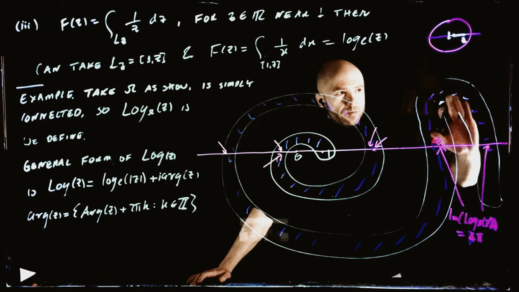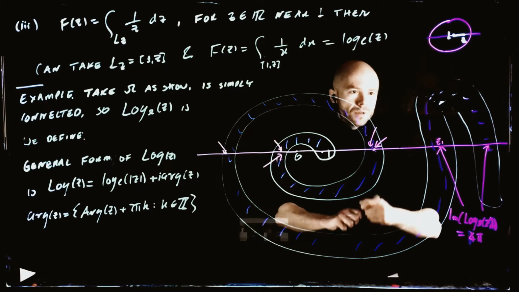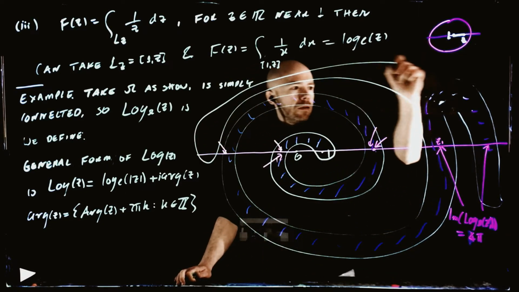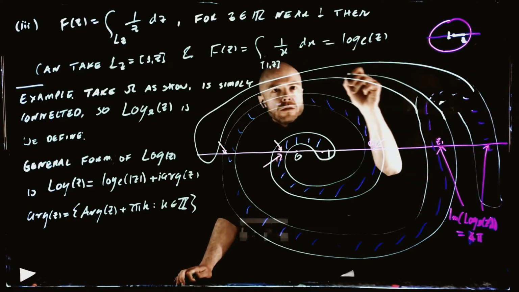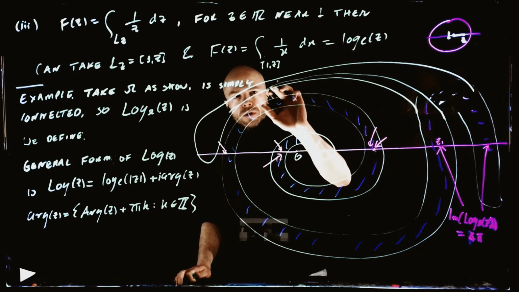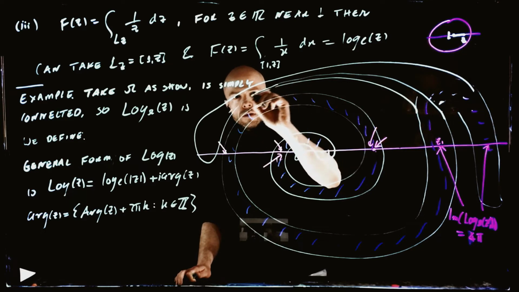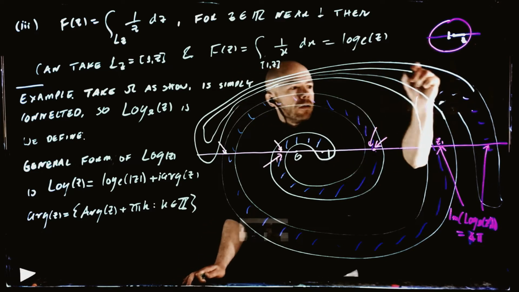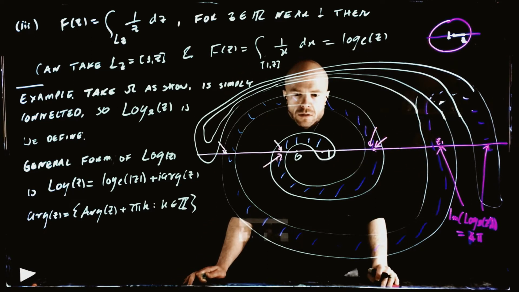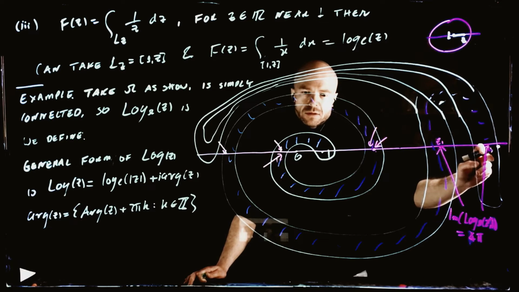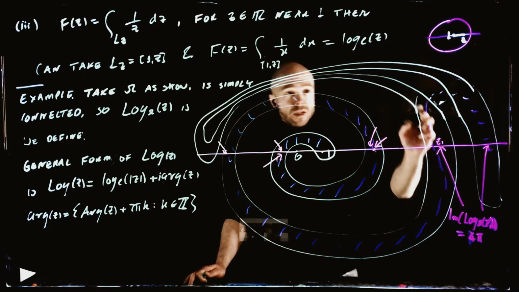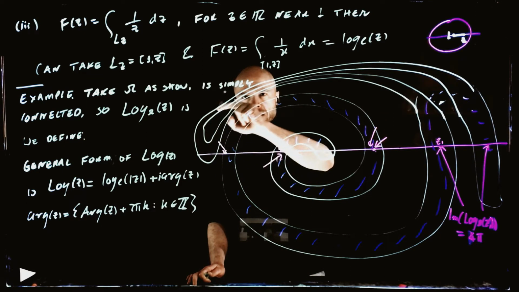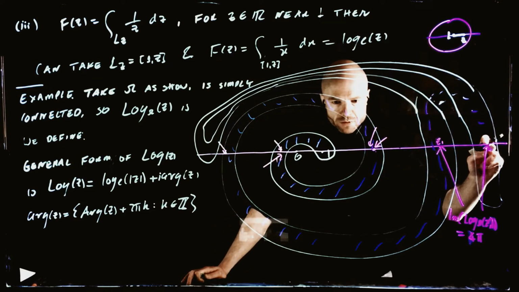So if we had something like this, this thing here would still have its imaginary part be 4 pi because we've gone all the way up here, right? And now we're going to have 5 pi, but then we're going back, and now we're going back to 4 pi.